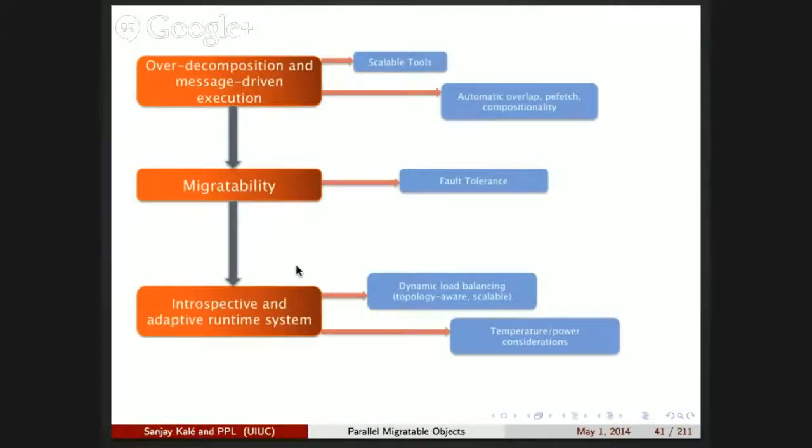And then finally, over decomposition with migratability and asynchronous message-driven execution enables an introspective runtime system. So many features like temperature and constraints, all this we can do with an introspective runtime system, because it can watch, and because it can migrate chares, it can do many other things like that. So this is all I'll talk about. In case you have more questions about specific features, I can go into detail.